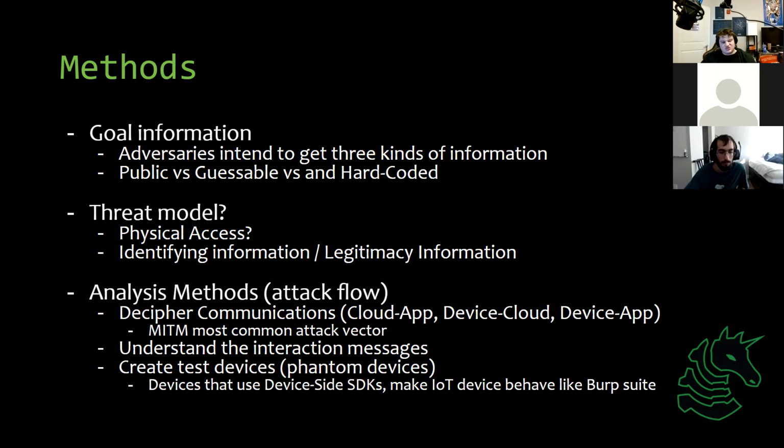And then the third step is the coolest, creating phantom devices, which is basically creating a clone of that device and making it behave like Burp Suite. Burp Suite is a networking proxy where every single time you send a packet out from your computer, Burp Suite will stop it and allow you to edit it before it actually gets sent off. So what a phantom device does is it allows an IoT device to behave like Burp Suite and stop right before it sends out any commands, so you can mess with them, which is really cool.